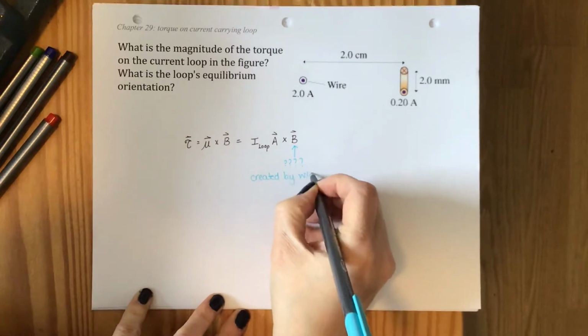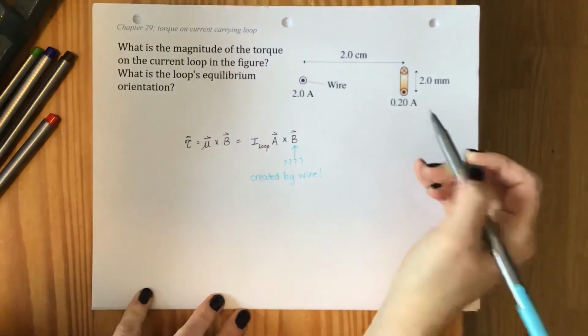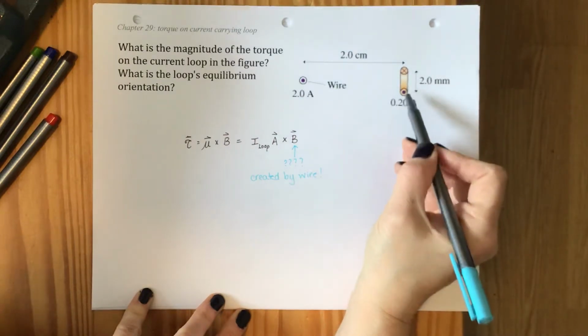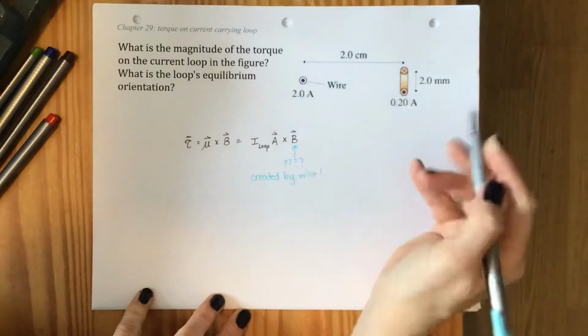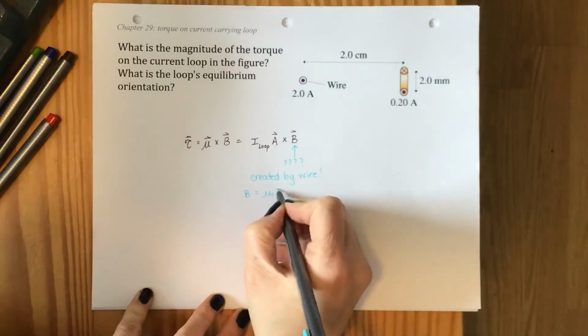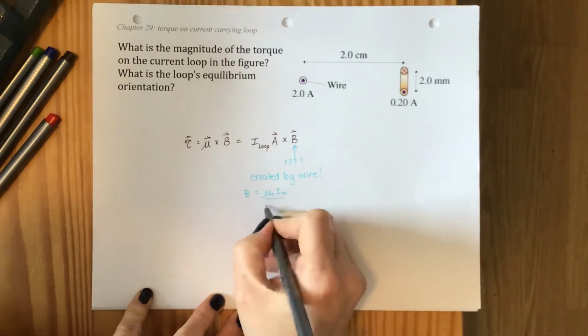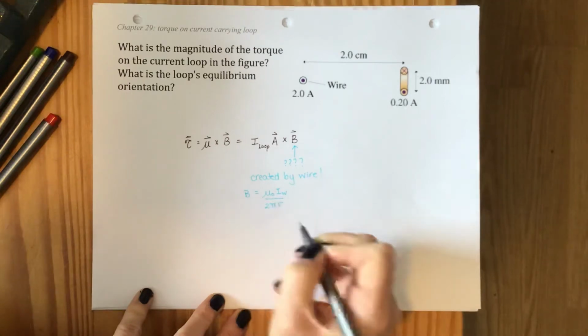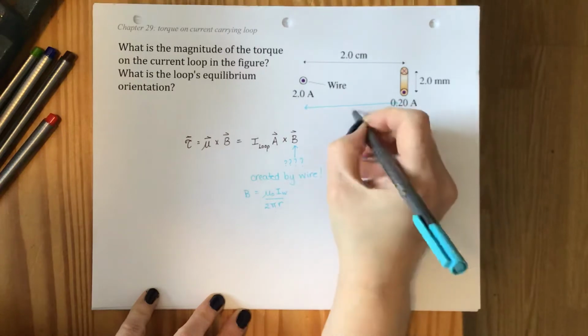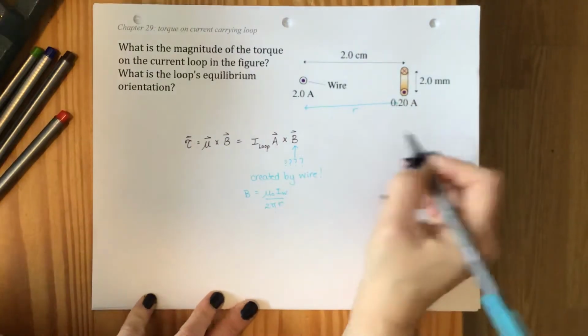We know that current carrying wires make magnetic fields. So this wire makes a magnetic field where this loop is sitting. So this B is the B made by this wire. So B is equal to mu naught times the I of the wire divided by 2 pi times R, where R is your distance from your wire to your point. So there's R, it's 2 centimeters.